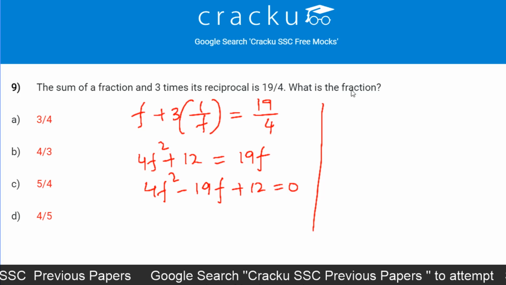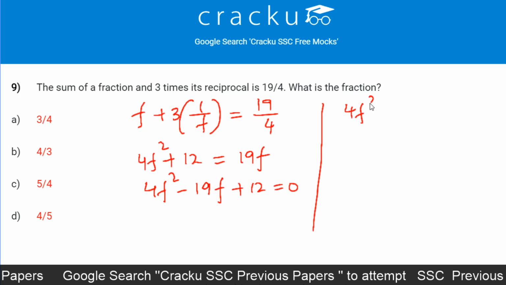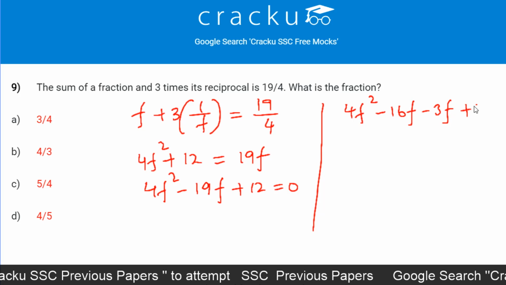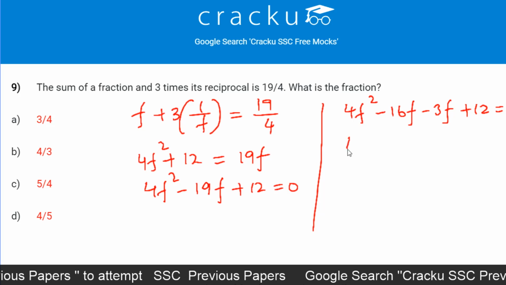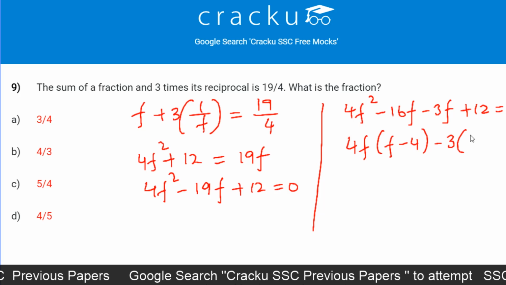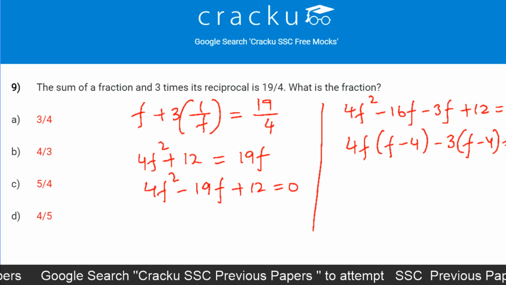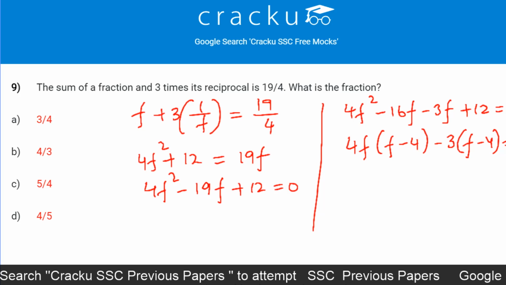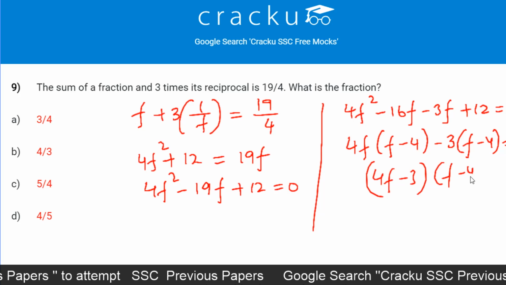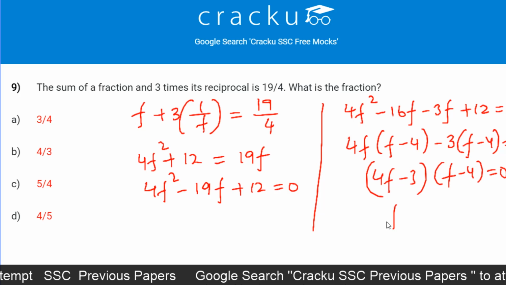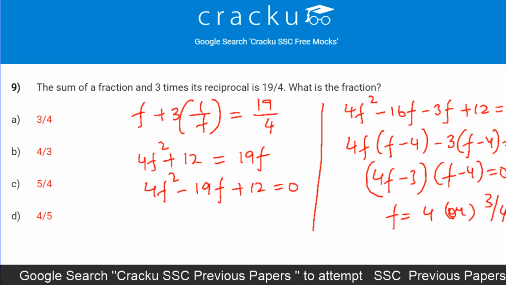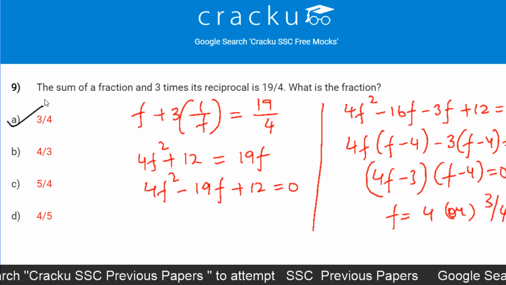If we simplify this, we get it as 4f of f minus 4, minus 3 times of f minus 4 is equal to 0. 4f minus 3 into f minus 4 is equal to 0. That means f is equal to 4 or 3 by 4. So the answer for this question is option A.